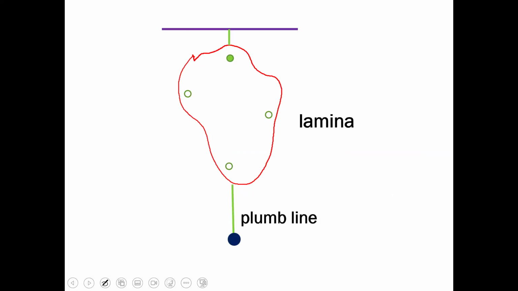Okay, now you have to copy this diagram. Let me know once you have copied it.